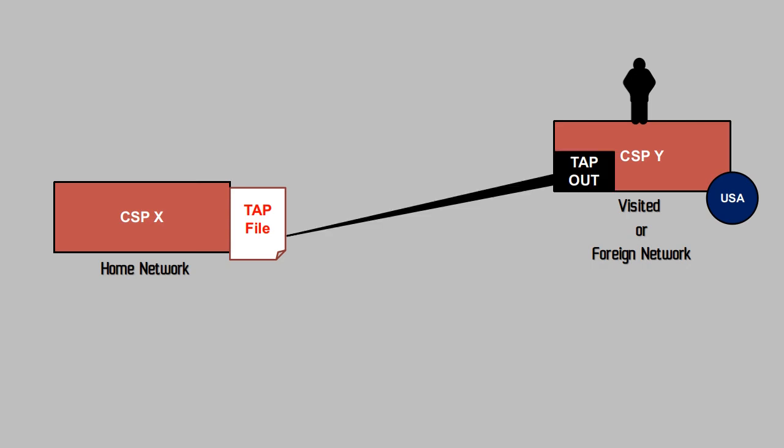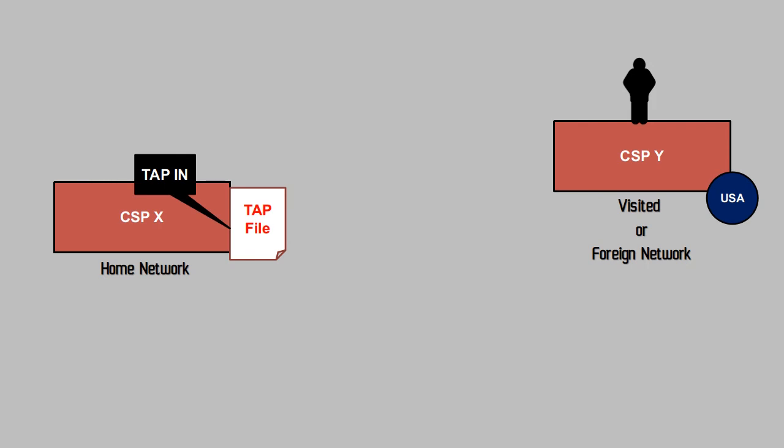The TAP files are created and exchanged periodically, maybe weekly or fortnightly. The home network receives these TAP files via FTP or SFTP or by some other means. These files are referred to as TAP in files by the home network. Please observe the same file is being referred to as TAP in and TAP out, but by different entities. The home network sends these TAP in files to the roaming settlement system of their own.